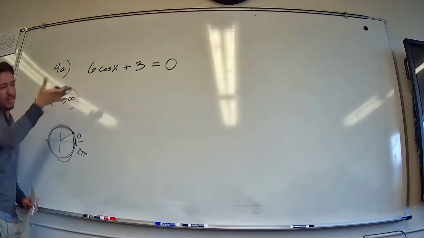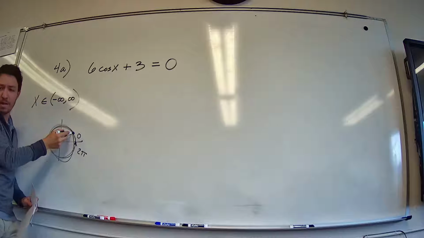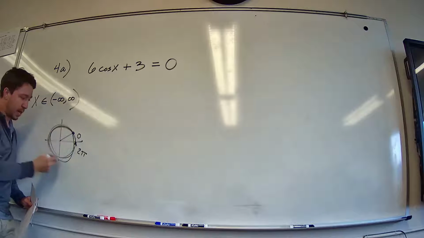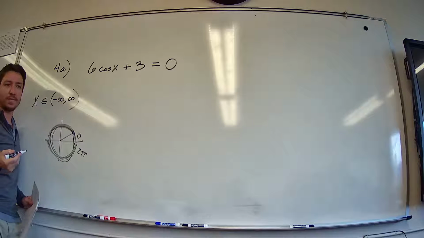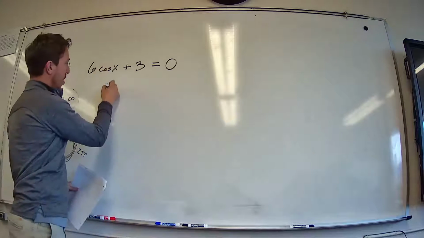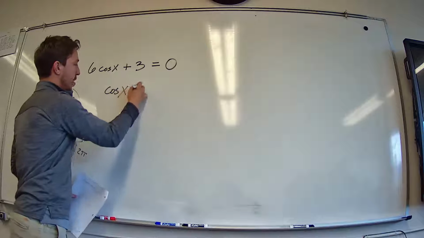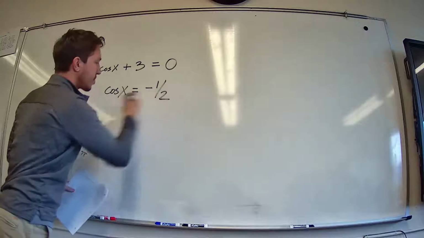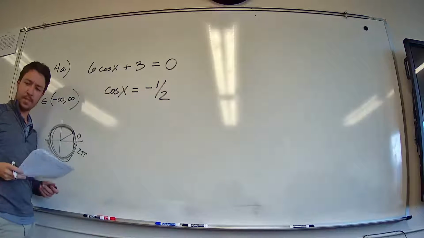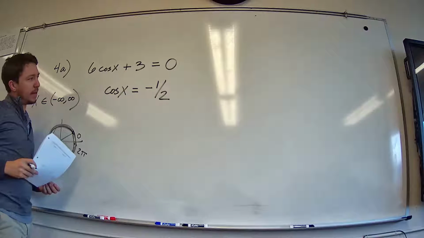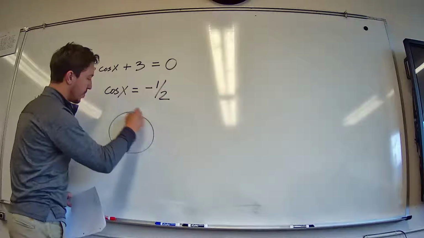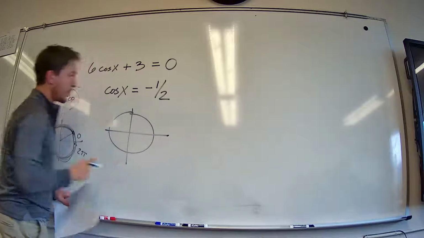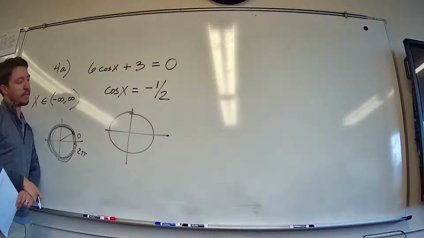These are pretty simple questions because you find the locations you want and then you say that location plus or minus any number of 2 pi's that you want. So here's how you do it. Step 1, solve it like we usually do. And then you'd say, what locations on the unit circle have a cosine of -1/2?